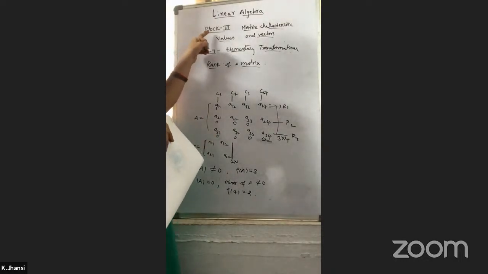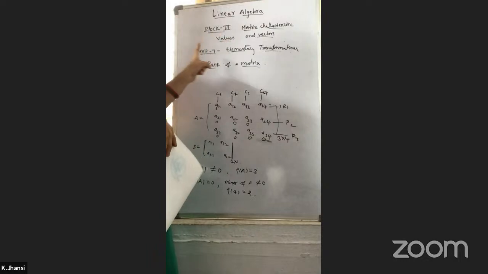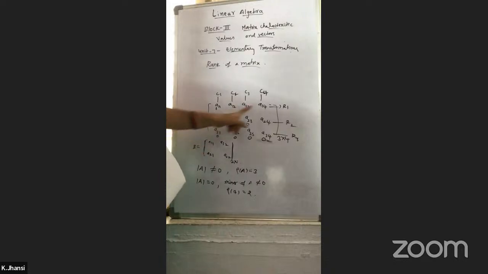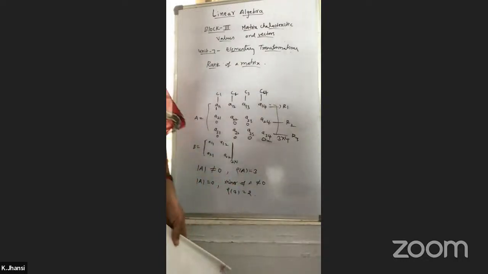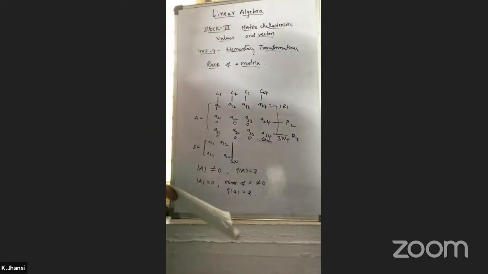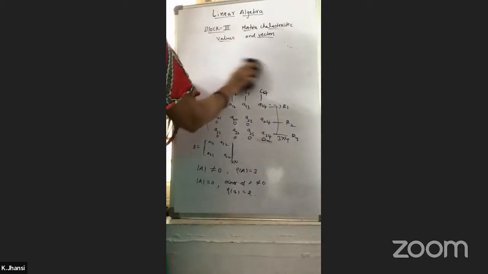Okay, last week we started block 3. In that we have seen matrix characteristic values and vectors, and in unit 7, elementary transformation and rank of a matrix. I told you what the elementary transformations are and how to find the rank of a matrix. When it is a 3 by 3 non-singular matrix, we get the rank as 3. And when it is a singular matrix and the minor of A is not equal to 0, we get rank of A equals 2. So today we'll see echelon form, and how to find the rank of the matrix with it.